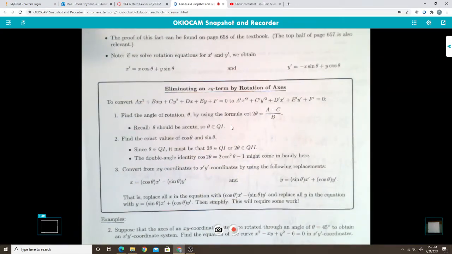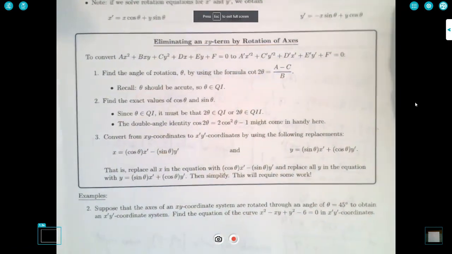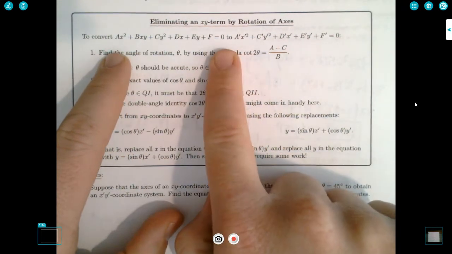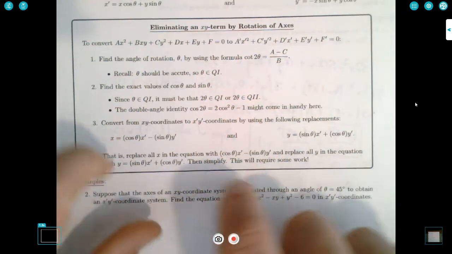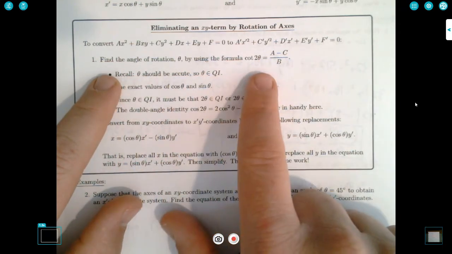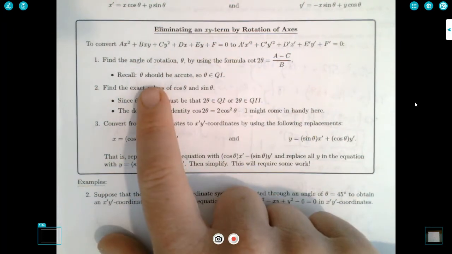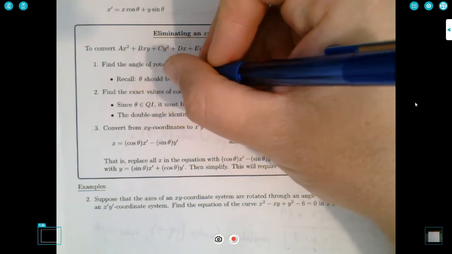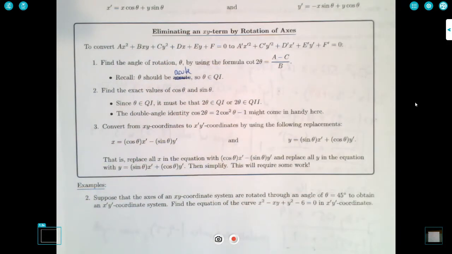Here are the steps that we would take to eliminate an xy term by rotation of axes. Okay. So to convert this thing to this thing, wherein we have eliminated the xy term, first of all, we find the angle of rotation theta by using the formula cotangent 2 theta equals a minus c over b. Remember that theta should be acute. Theta should be acute. So theta has to be in quadrant 1.